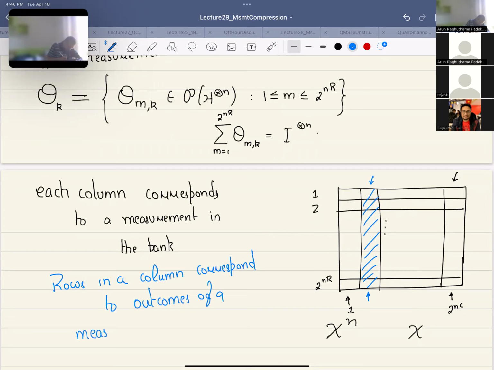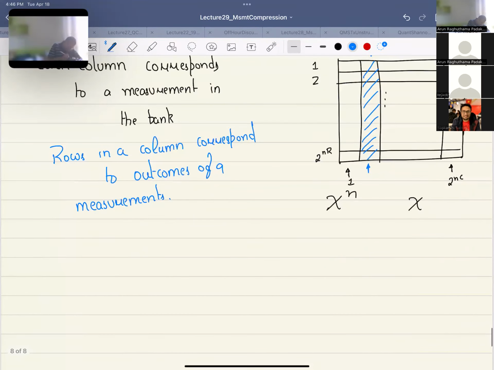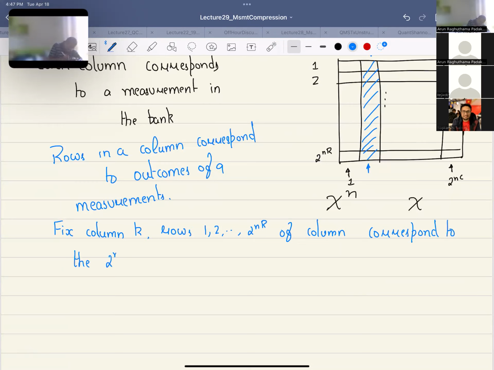So I'll be more explicit. Fix column K. Rows 1 to 2 power nr of column K correspond to the 2 power nr outcomes of measurement theta K.